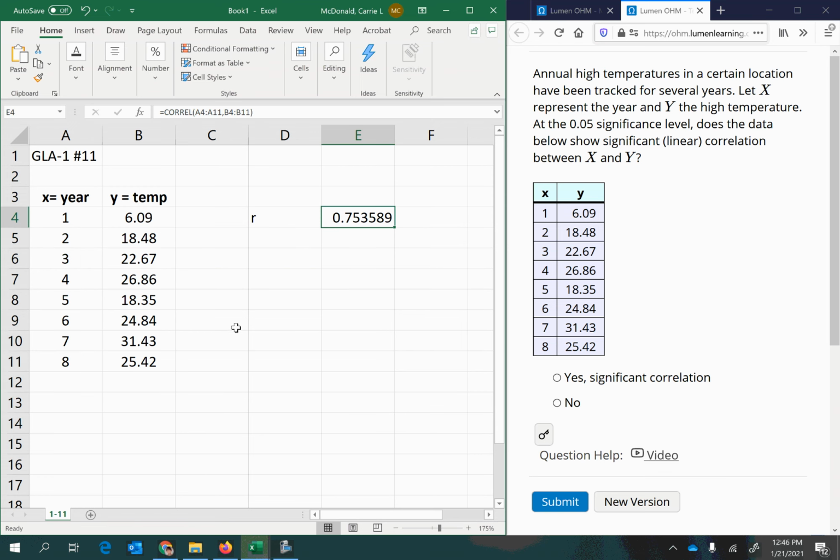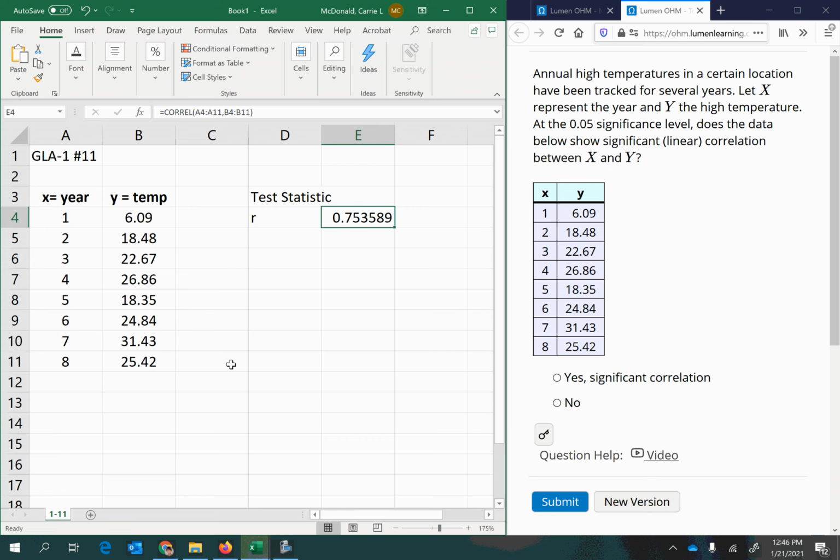So there is my linear correlation coefficient. This is a test statistic because I'm going to use it. First of all, it's a statistic, a measurement from a sample rather than a population. And second of all, it's a test statistic because I'm going to use it to do a test. I'm going to test for significant linear correlation.